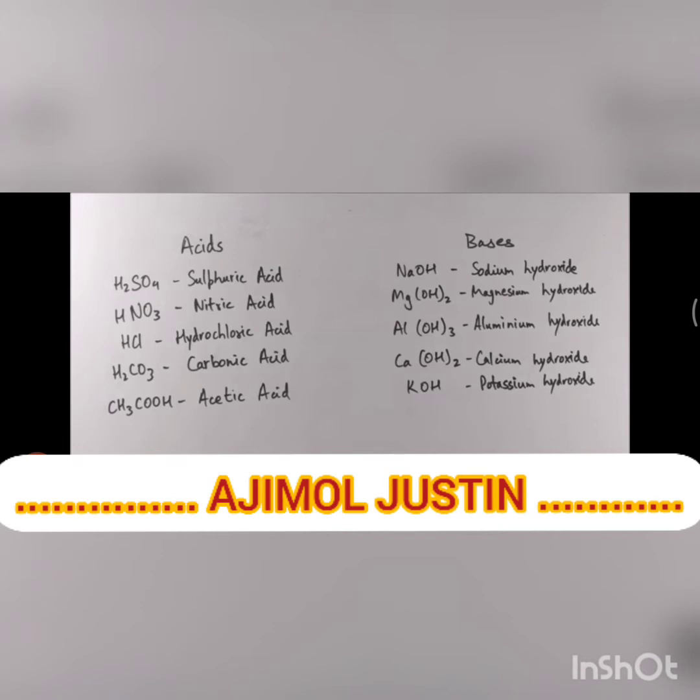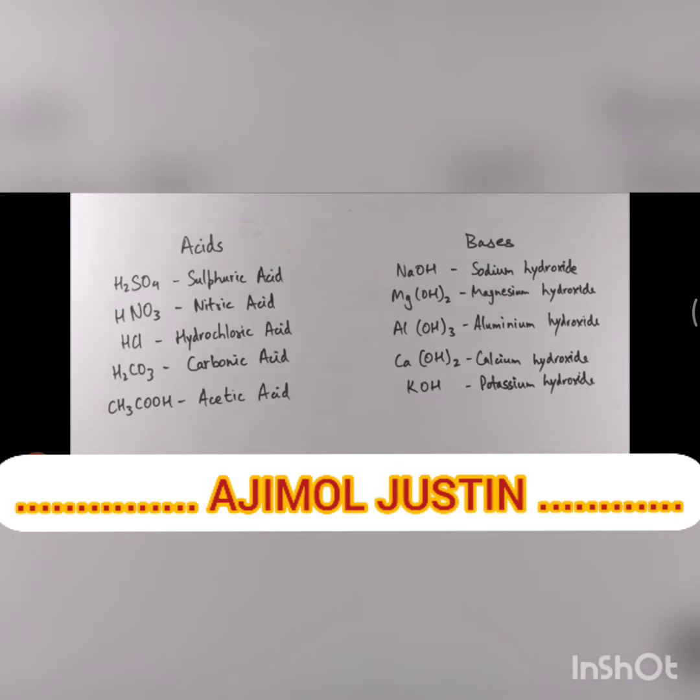Now let us learn certain acids and bases that you will have to learn throughout the chapter. Names of some acids are H2SO4, sulfuric acid; HNO3, nitric acid, which is found in ants, when ants bite, right? HCl, hydrochloric acid, which is present inside your stomach; H2CO3, carbonic acid; CH3COOH, acetic acid or vinegar.